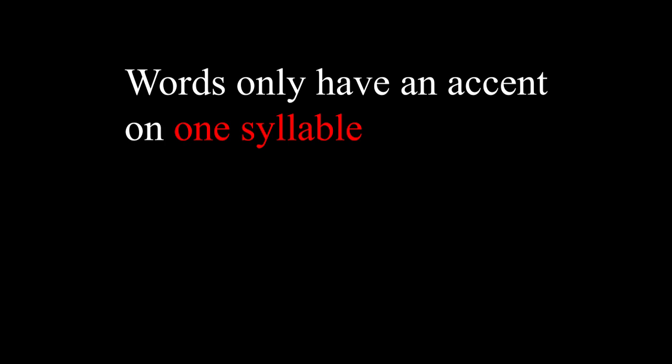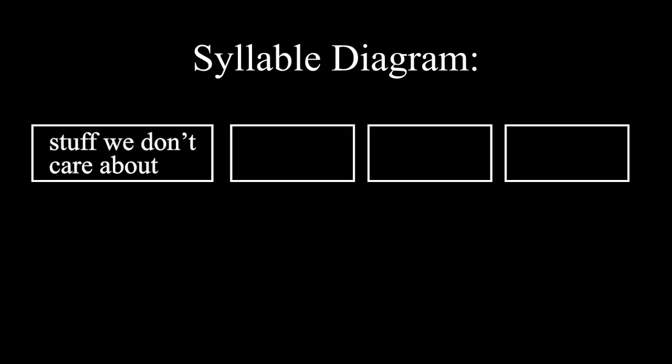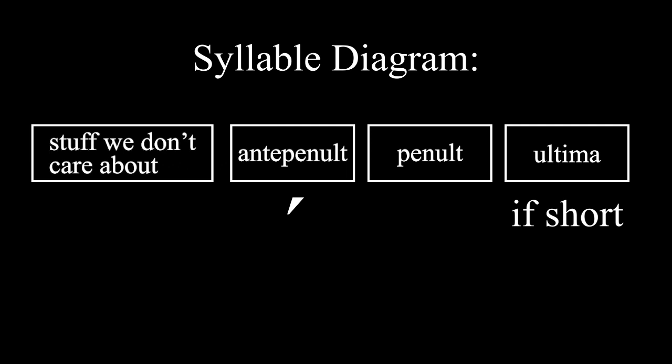For one, a word can usually have only one accented syllable, and that accent is always written over the syllable's vowel. A word can only be accented on its last three syllables. These are called the antepenult, the penult, and the ultima. An accent can only be placed on the antepenult if the final syllable is short. Additionally, only an acute accent can be placed on the antepenult.